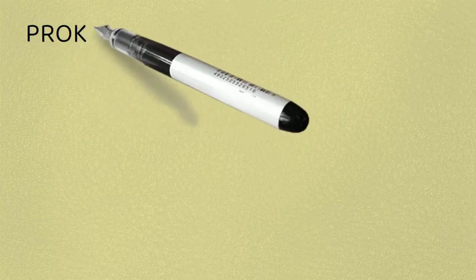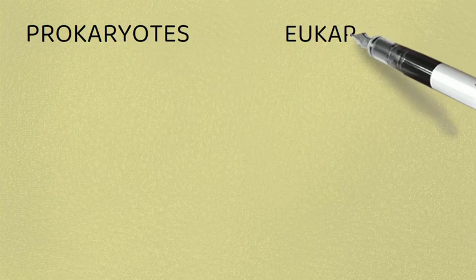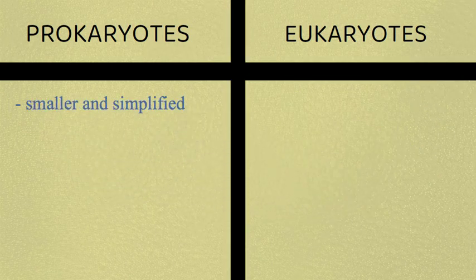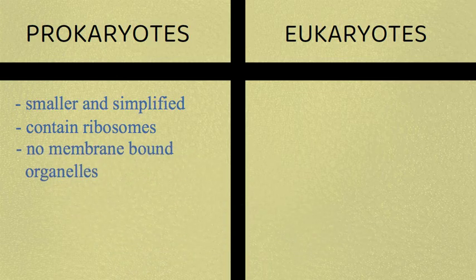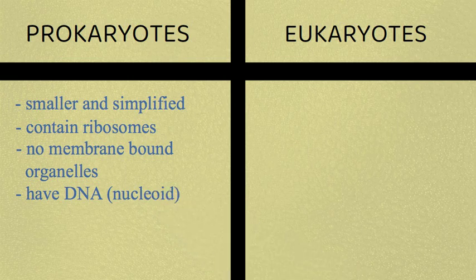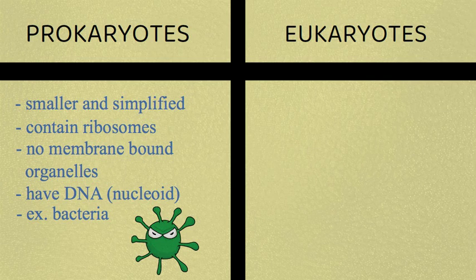Next, we're going to be talking about the two types of cells, prokaryotes and eukaryotes. Prokaryotes are smaller and more simplified. They contain ribosomes, and they do not have membrane-bound organelles. They have DNA in a region called the nucleoid. Examples are bacteria.